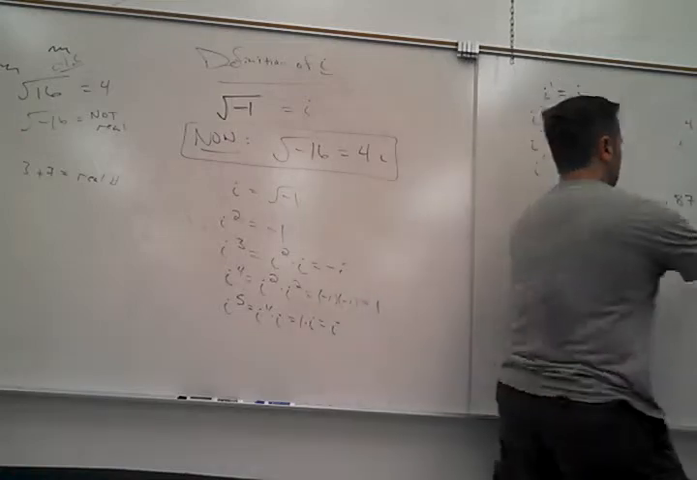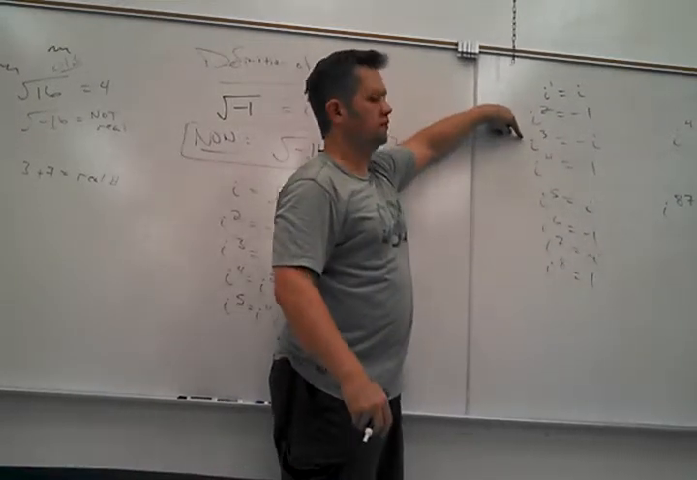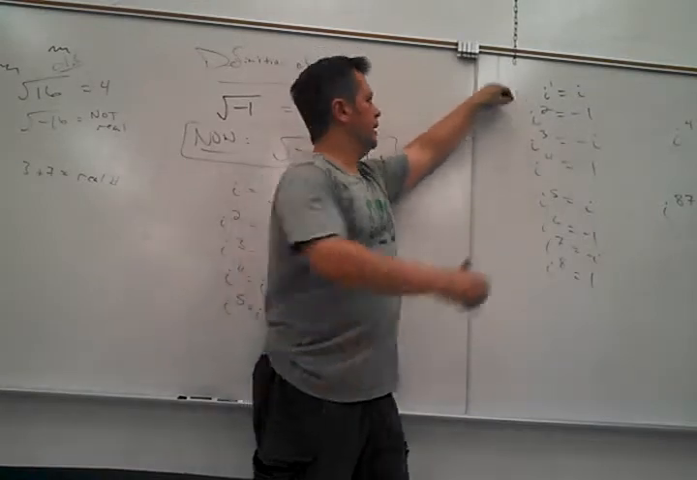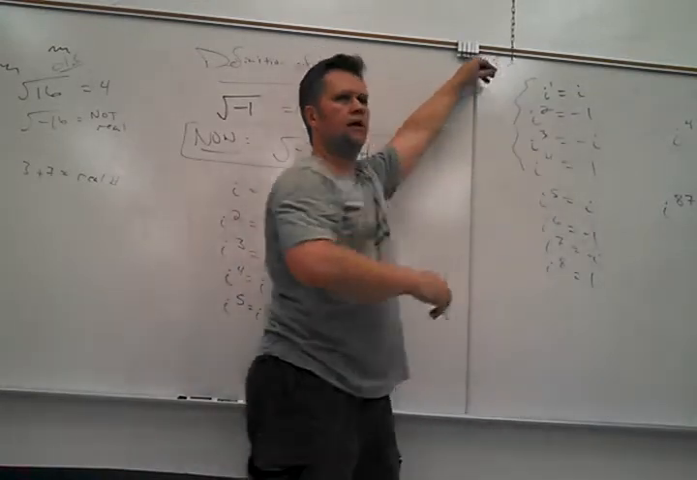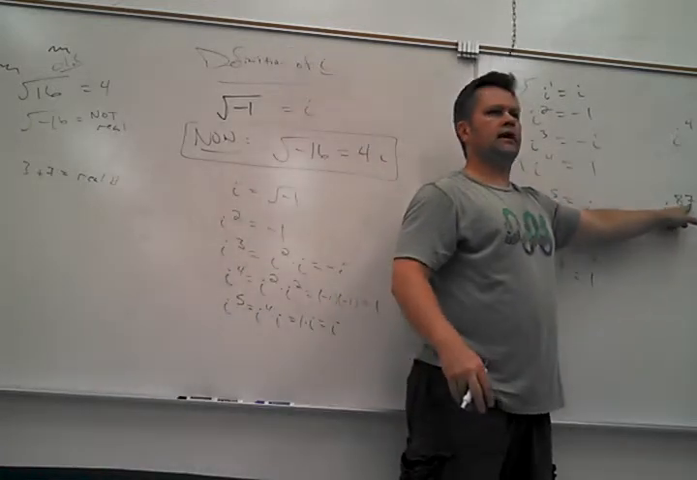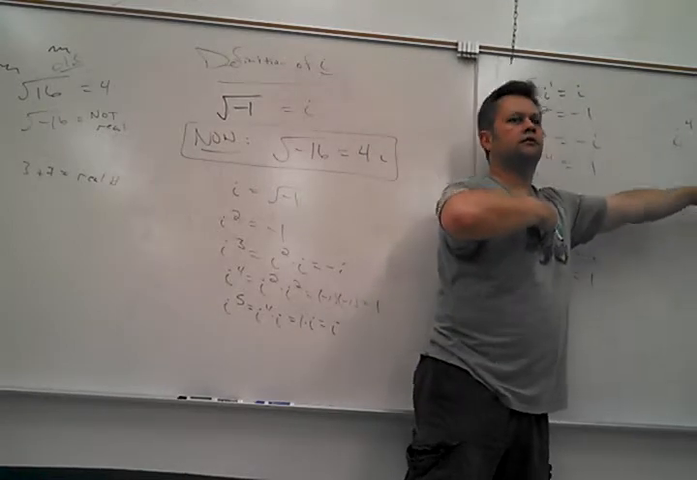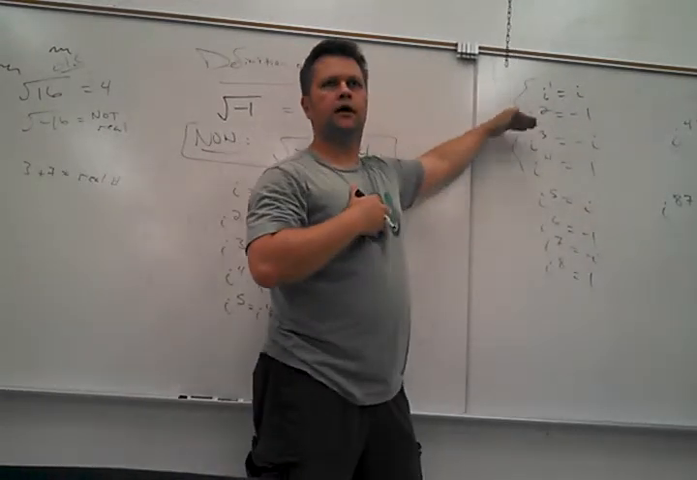And how many i's have left over? 3. So then what's i cubed? Negative i. So I end up just having to know these, and that would be my remainder. So 4 goes into 87, 21 times, with 3 left over. So the answer must be negative i.